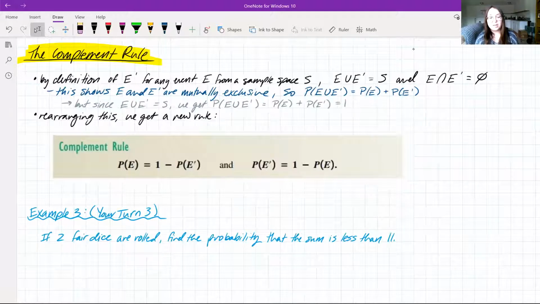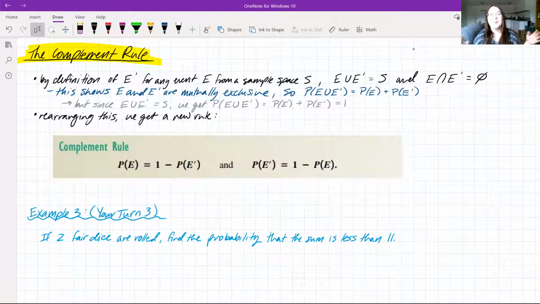So by definition of E complement, for any event E from a sample space S, we get that E union E prime, or E complement, is equal to S, and E intersect E complement is equal to the empty set. This shows that E and E prime are mutually exclusive, so the probability of E union E prime is equal to the probability of E plus the probability of E prime. But since E union E prime is equal to S, we get that the probability of E plus the probability of E prime is equal to 1.